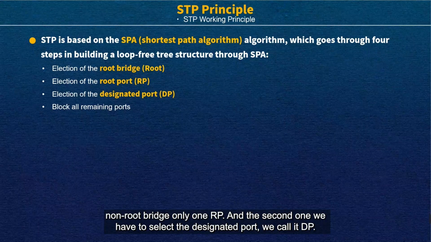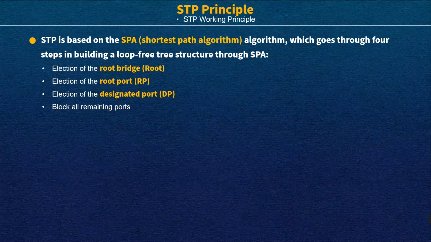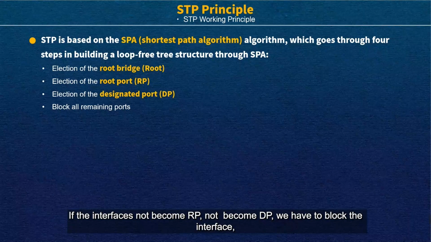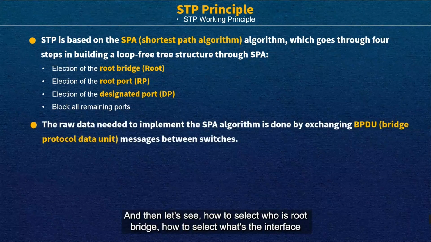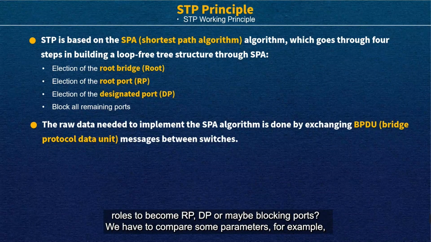The second one, we have to select the designated port, we call it DP. If an interface does not become RP or DP, we have to block the interface, and this one we call the alternate port, AP. So there are 4 main steps. And then let's see how to select the root bridge, and what the rules are for an interface to become RP, DP, or a blocking interface.